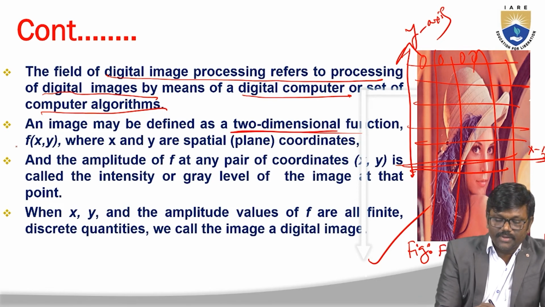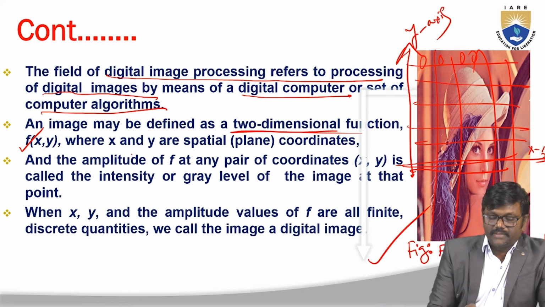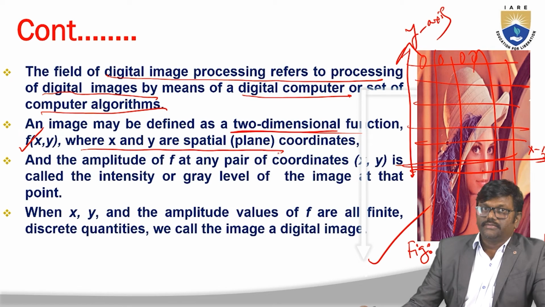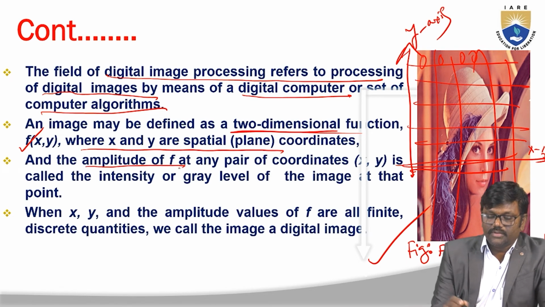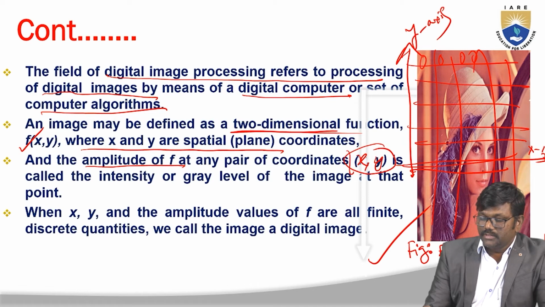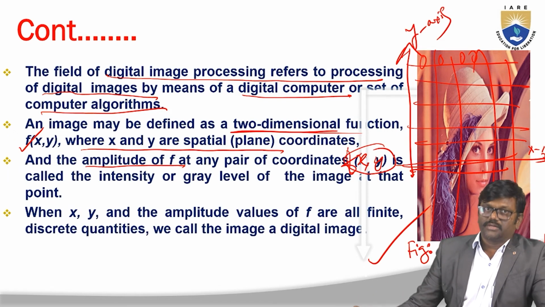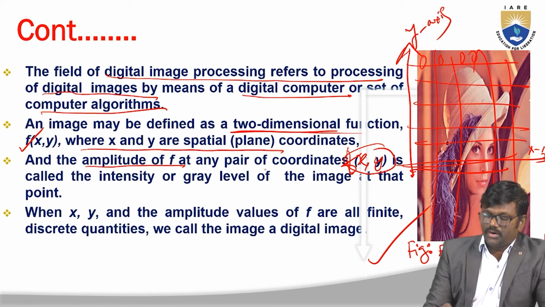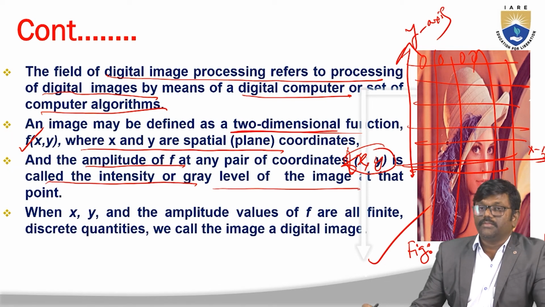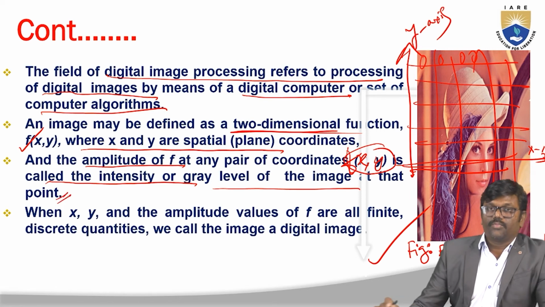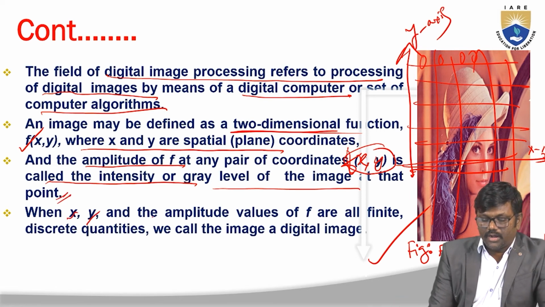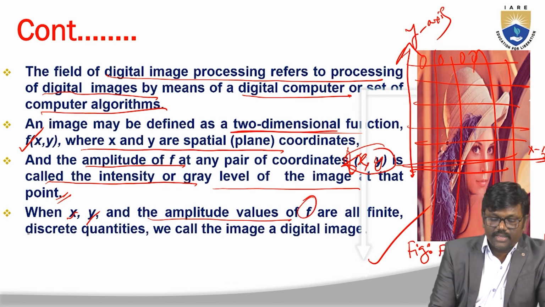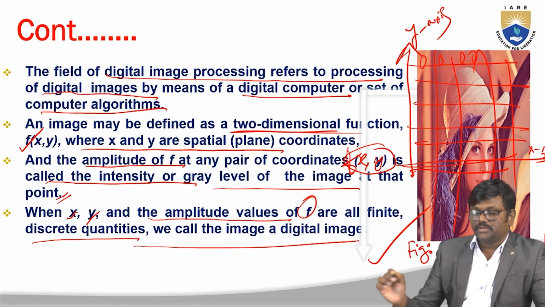So this is an image which I am defining as a two-dimensional function, f of x comma y, where x and y are the spatial plane coordinates, and the amplitude of f at any pair of coordinates x comma y defines the fundamental image. The value at x comma y is also called the intensity or gray level of the image at that point. When x, y, and the amplitude values of f are all finite, discrete quantities, we call it a digital image.